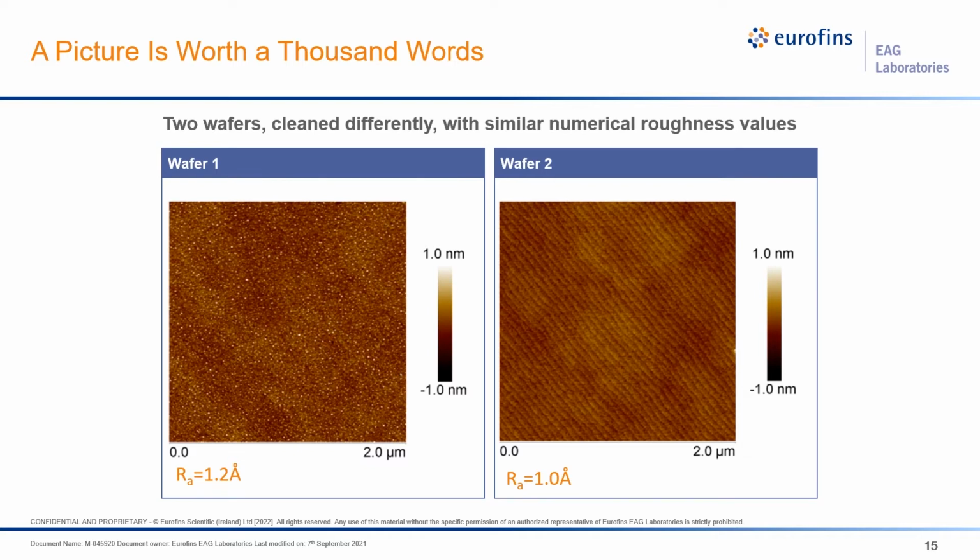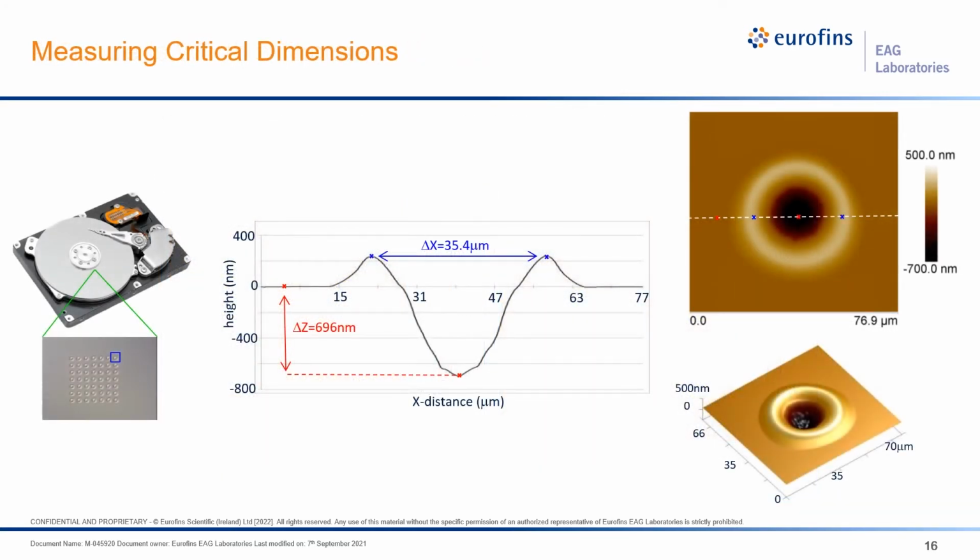Along with roughness, topography data can be used to measure critical dimensions. This example shows measurements of a structure at the landing zone on a hard drive disk. Believe it or not, the hard drive industry used to be a really big customer for EAG in the past. The photo in the upper left shows the hard drive platter, and the image below it is the landing zone, which controls friction by reducing the contact area between the hard drive head and disk while it's at rest. The donut-shaped structures are our focus here.